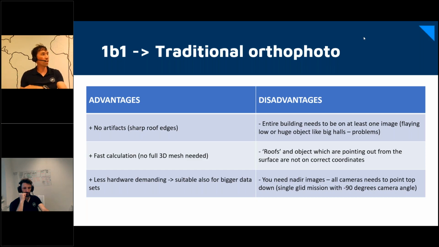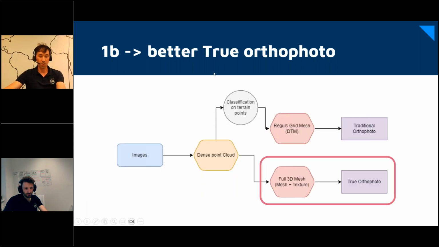I would say if you have open areas like a stockpile, or a big area with no buildings and anything like that, the traditional orthophoto is fully enough for you. It's quick, simple, and actually the nicest one. But in case you have a lot of buildings and you would like to get a nice 3D model and accurate position of roofs, then you need to check the other approach, which is the true orthophoto approach.